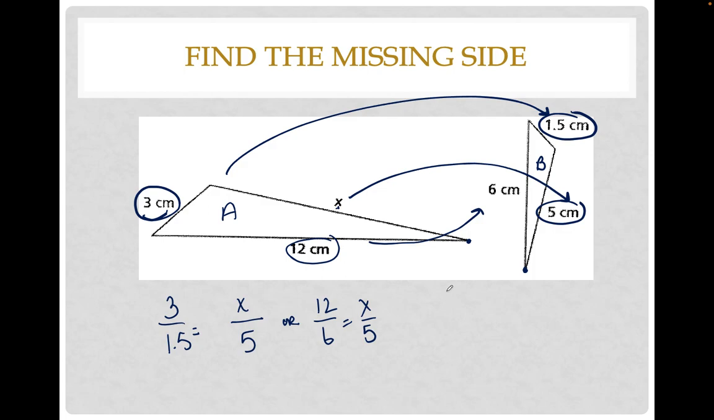And the other option, of course, as we mentioned, is to figure out how many times bigger shape A is than B. In this case, it's 2 times bigger. So if shape A is twice as big as shape B, that means x would have to be 10 centimeters because 5 times 2 is 10.